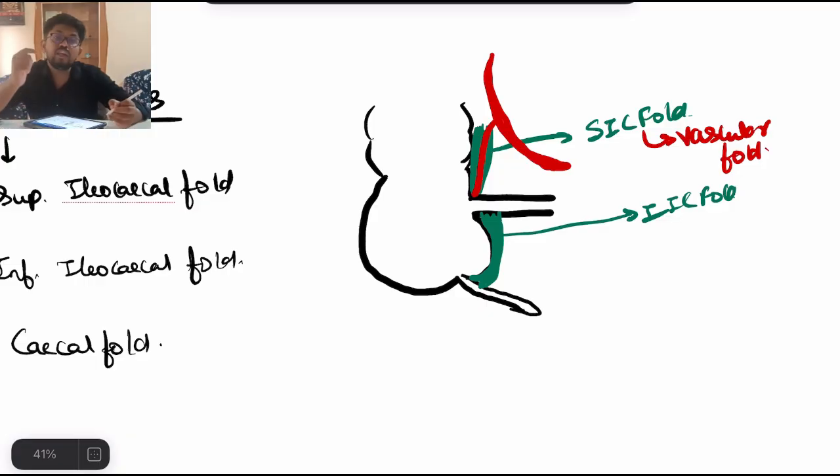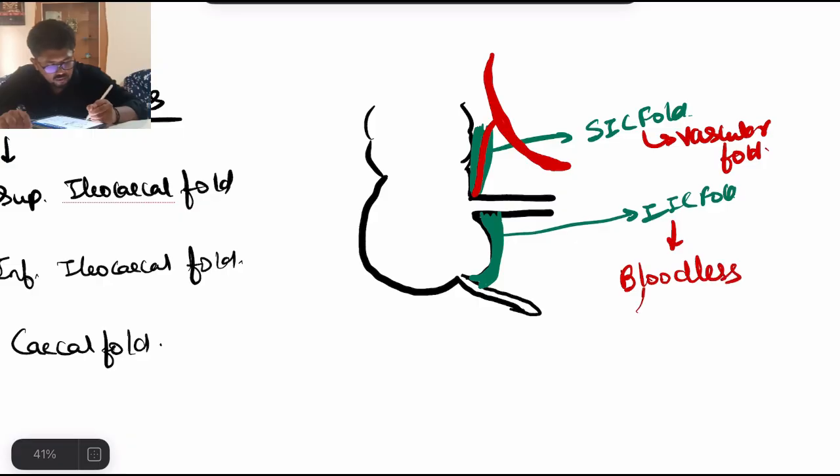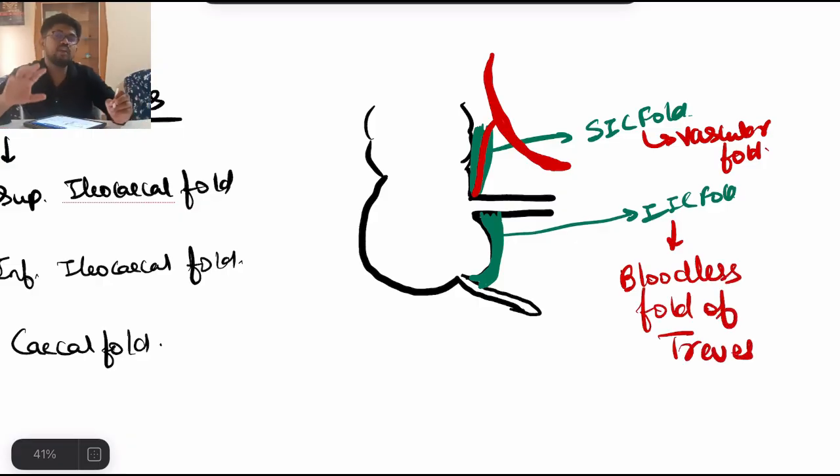And the inferior ileocecal fold will have no such artery. So that's why it is also called the bloodless fold of Treves. So this is the surgical importance. During the surgery of appendectomy, the surgeon will find this bloodless fold of Treves to go towards the base of the appendix and to avoid injury to any arterial structure, to avoid bleeding complications during the surgery.